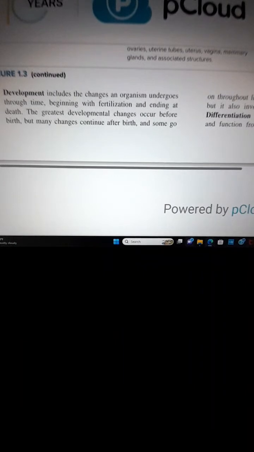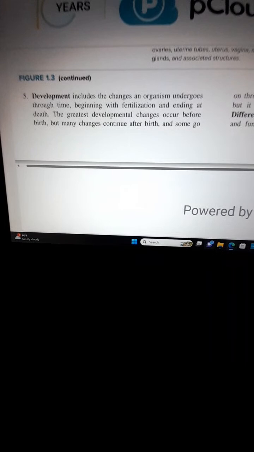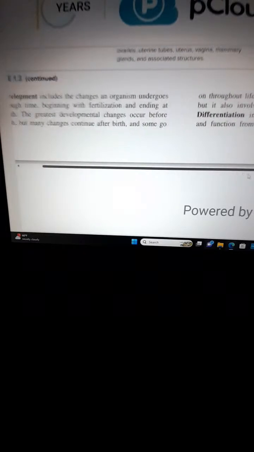And development includes the changes an organism undergoes through time, beginning with fertilization. That's when the sperm fertilizes the ova. So that would be the, what do they call them again? Spermatozoa, right? That's when all these changes occur, and they continue after birth and throughout life. That's your development, right?